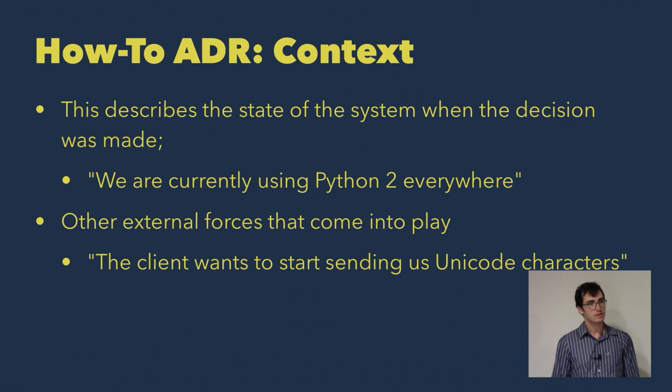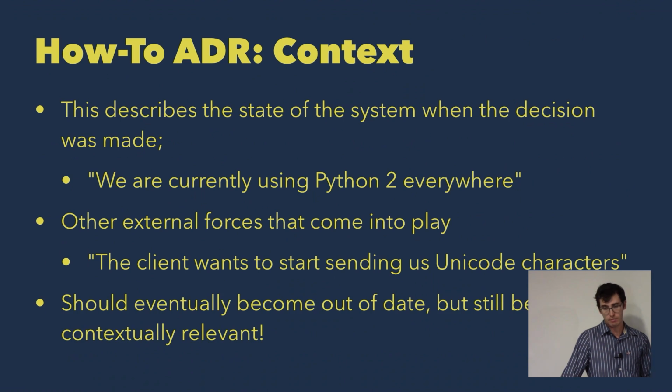And then other external forces can come into play here too. Like, now the client wants to start sending us Unicode characters. So these are external forces that aren't necessarily about the state of the system, but things that are weighing in on it. And these eventually should become out of date, right? You should be changing things in your architecture. The state should change, but still they're contextually relevant.